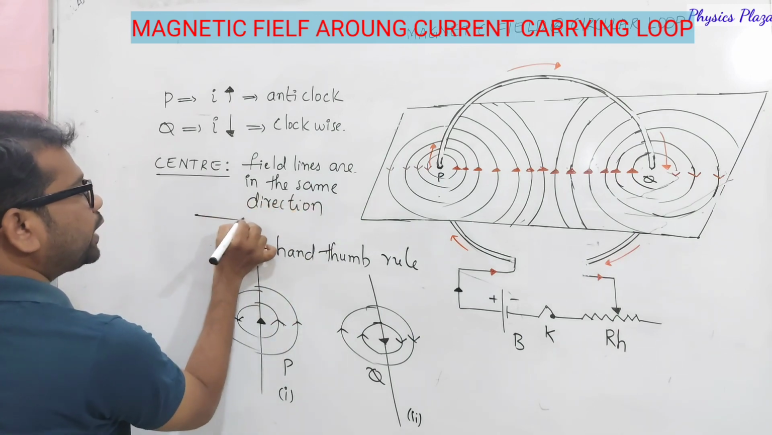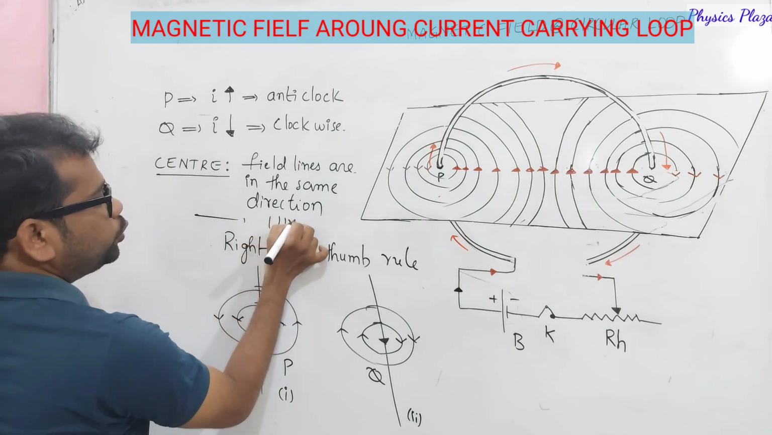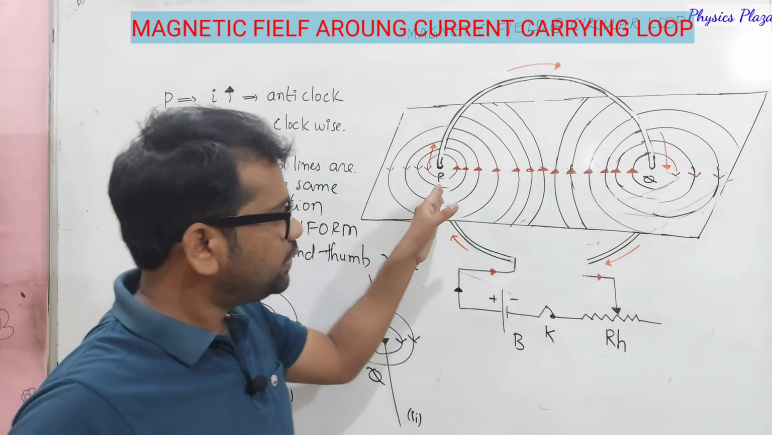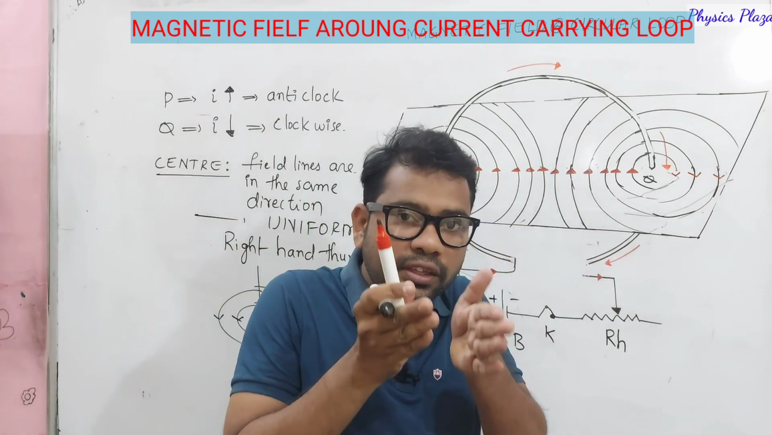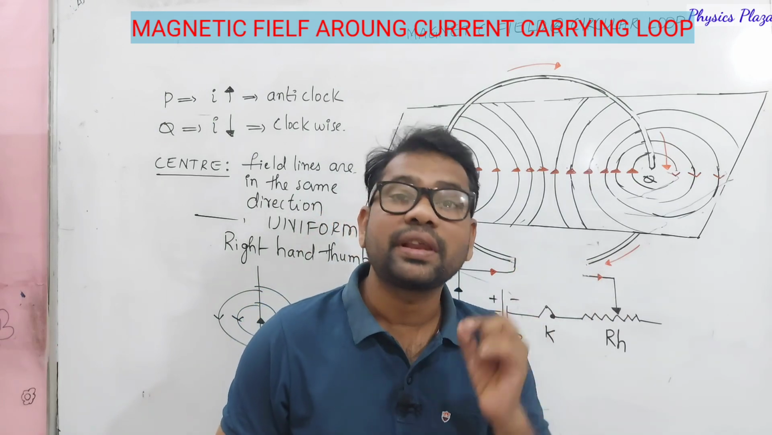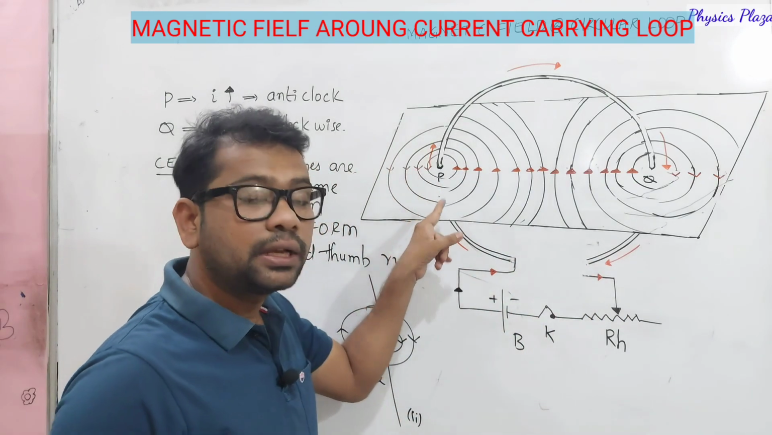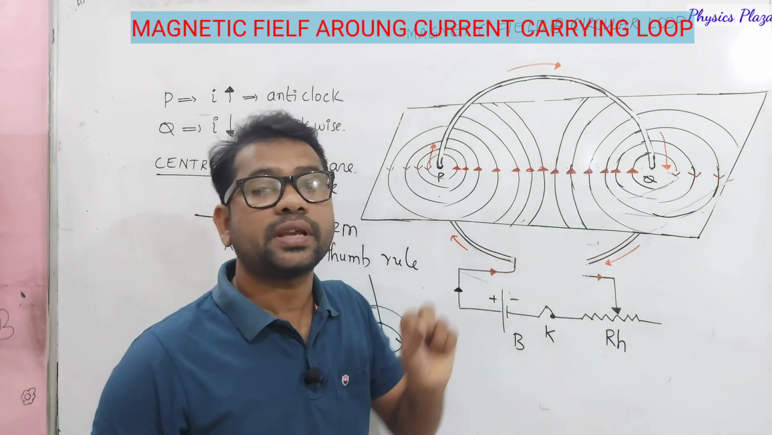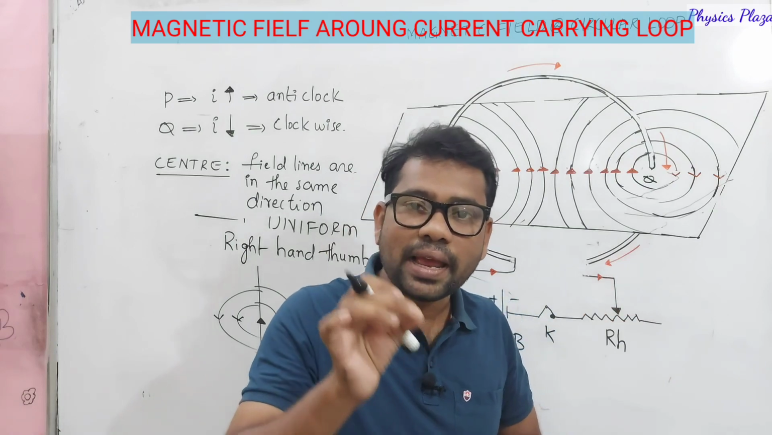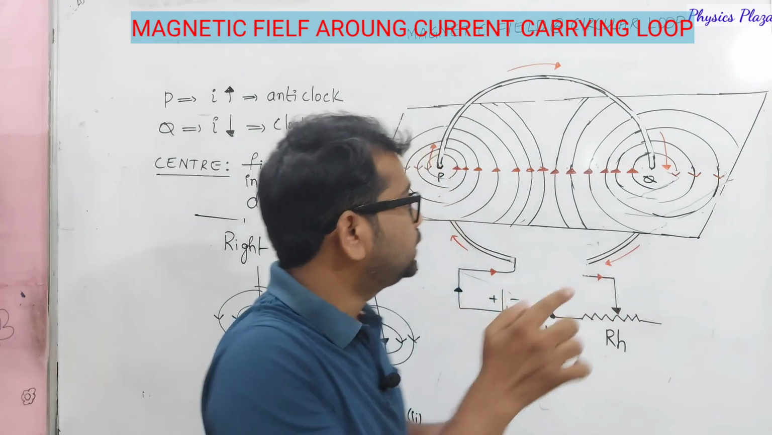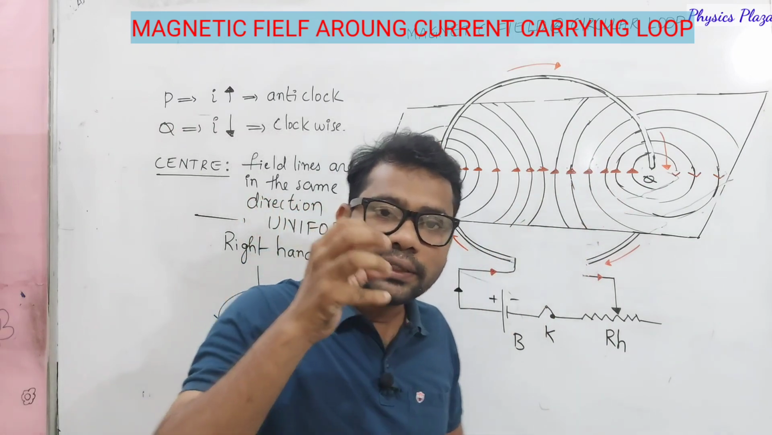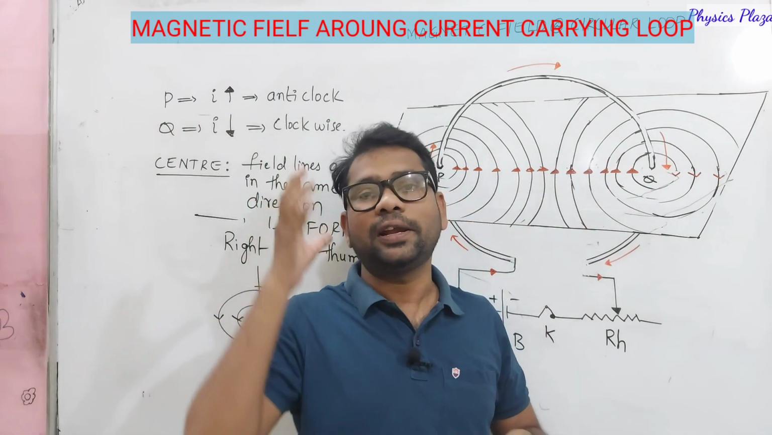And children, you can notice there will be a uniform magnetic field. It means all magnetic field lines here are in the same direction, and the space between the magnetic field lines is also the same. Very important, children. At a point P, the magnetic field pattern will be anti-clockwise. At a point Q, the magnetic field line pattern will be clockwise. But at the center of the coil, children, the magnetic field lines are in the same direction. So at the center of the coil, there will be a uniform magnetic field.